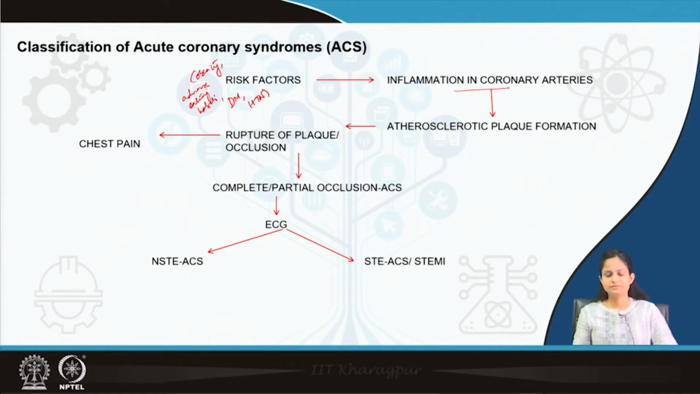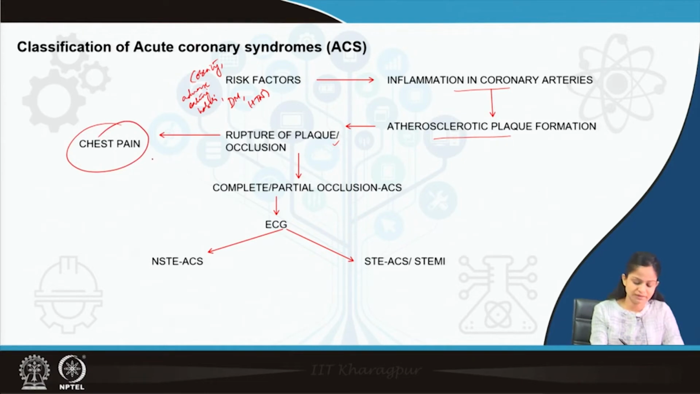Now, whenever there is inflammation in the coronary arteries, along with calcification, there will be atherosclerotic plaque formation. Now, this plaque will either occlude or rupture. So, whenever this rupture of the plaque or occlusion occurs, it is occluding the coronary vessels. So, the person will come with severe, sudden chest pain because of the occlusion of the blood vessels, because of the obstruction of the coronary blood flow.